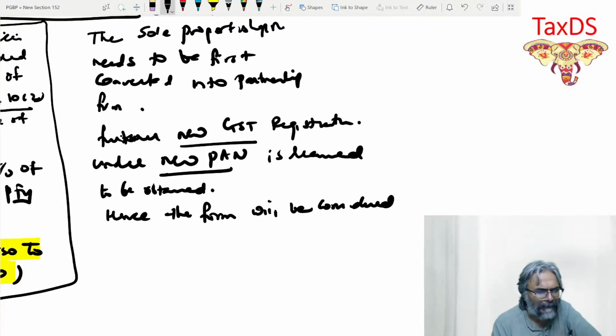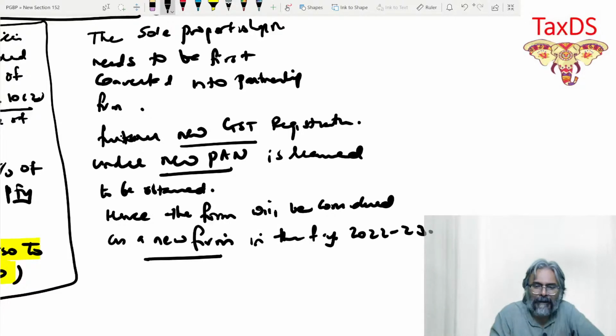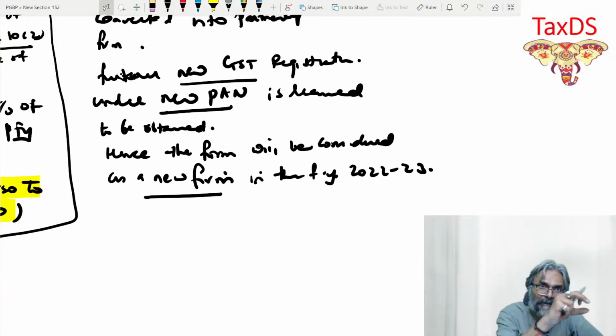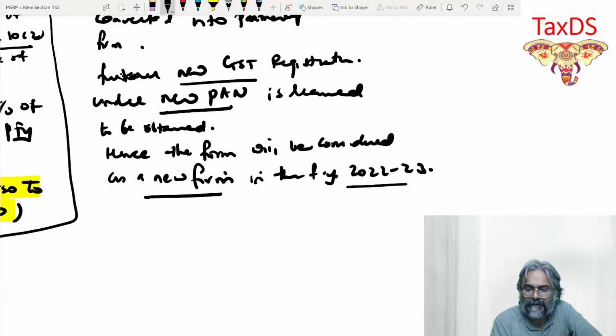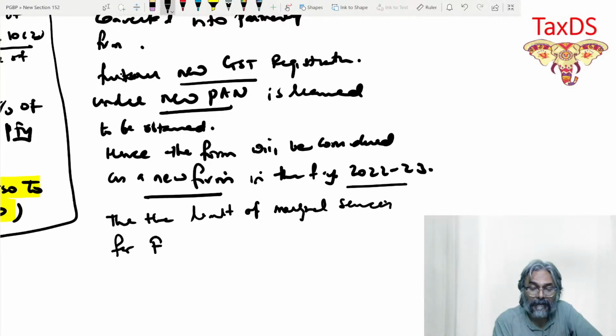So hence the form will be considered as a new form, students, in the financial year. This is what is missing, students, in your ICI solution. Because they have not explained this well, therefore you have not registered in this Rajbir question this part. Would be considered as new form in the financial year 2023. Therefore, the limit of marginal service for financial year 22-23 will be.